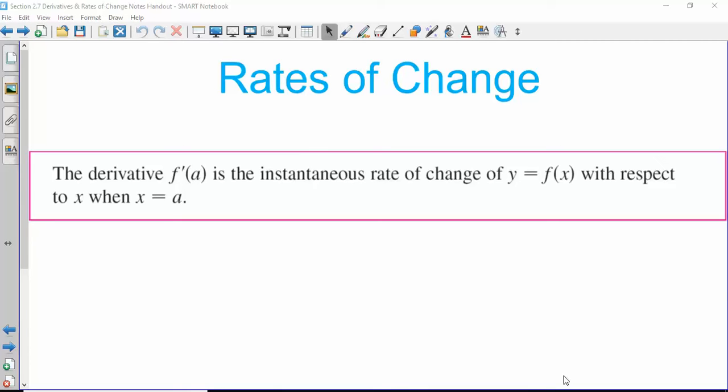We left off yesterday. So we're talking about derivatives, and what we know so far is that the derivative is the slope of the tangent line. We know that when we looked at those slopes, they were an instantaneous rate of change. So we could also say that the derivative, or f prime, is an instantaneous rate of change.